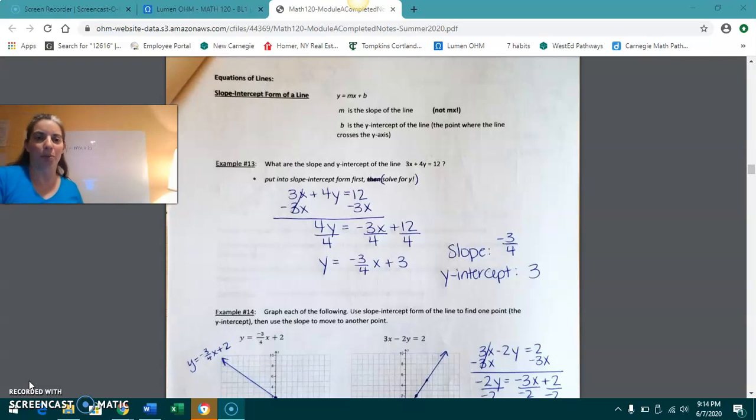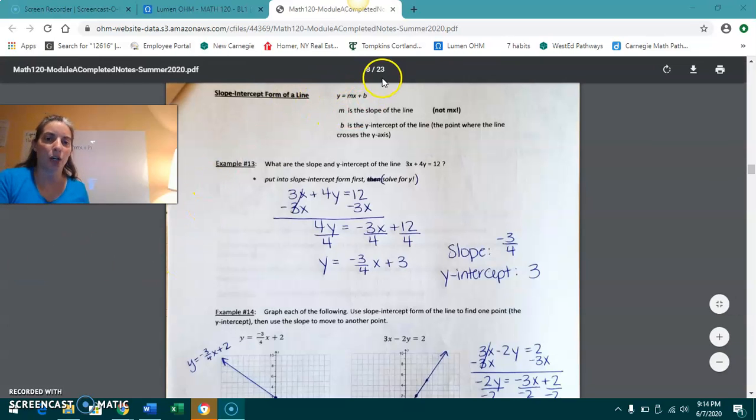I know it's kind of small at the moment, but you can see on your paper right here, y equals mx plus b. That's what we call the slope-intercept form of a line. It's just a certain way that we can write the equation of a line. The format is y equals, so we're solving for y, mx plus b. M and b are going to be numbers. M is going to be the slope of the line, and b is going to be the y-intercept, or the point where the line crosses the y-axis.